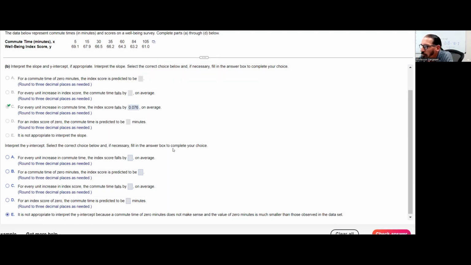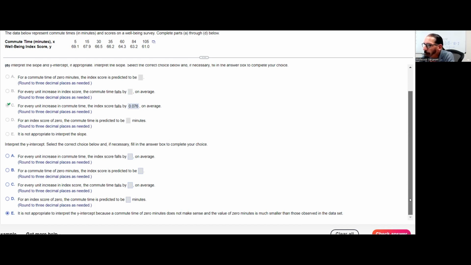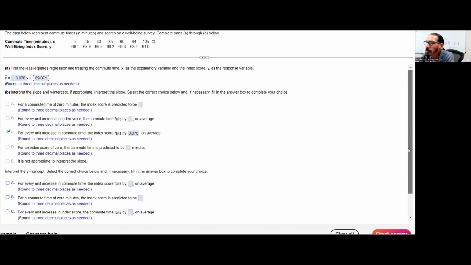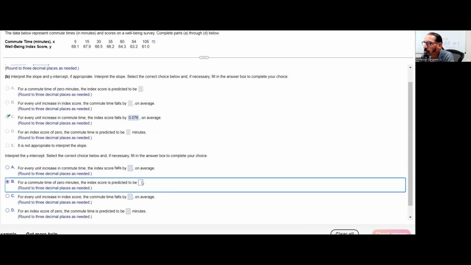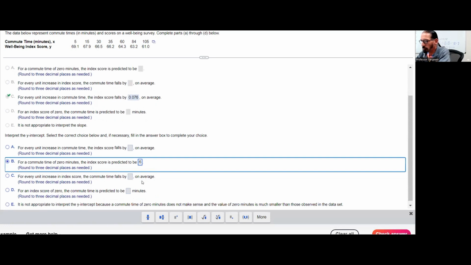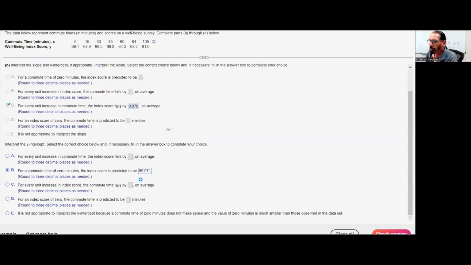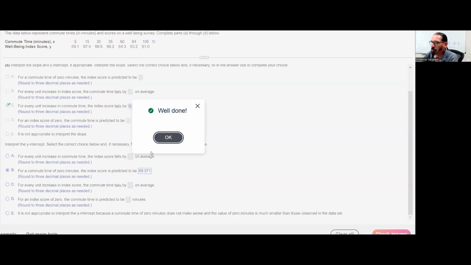Well, that's strange. It's not a lot smaller, so they are letting us go a little bit outside, apparently. If you have a commute time of 0, 69.071 for the well-being. A lot of the examples I've seen in this textbook would not let us go even a little bit outside, but strangely, this one's a little outside and it's letting it go by.